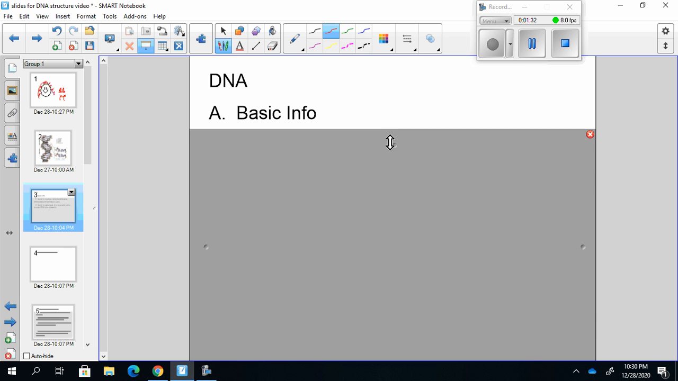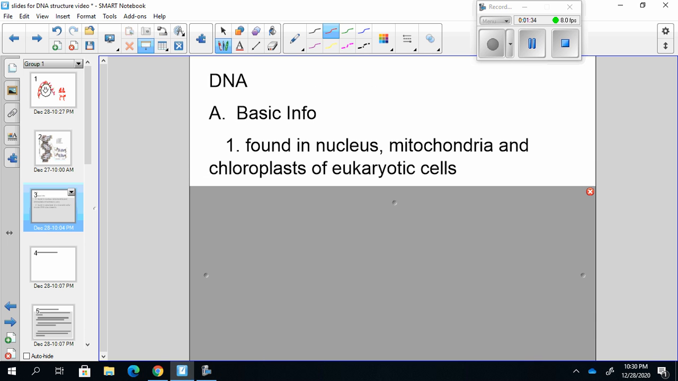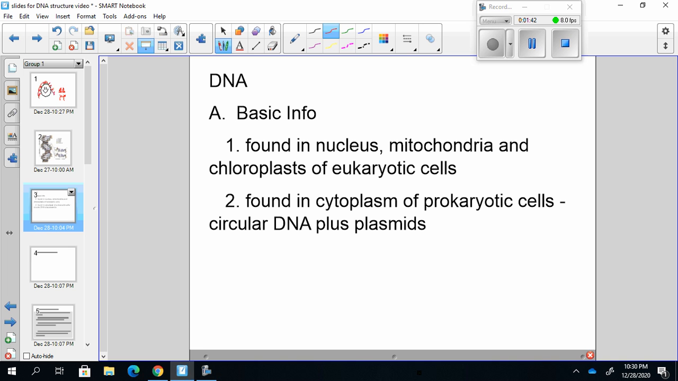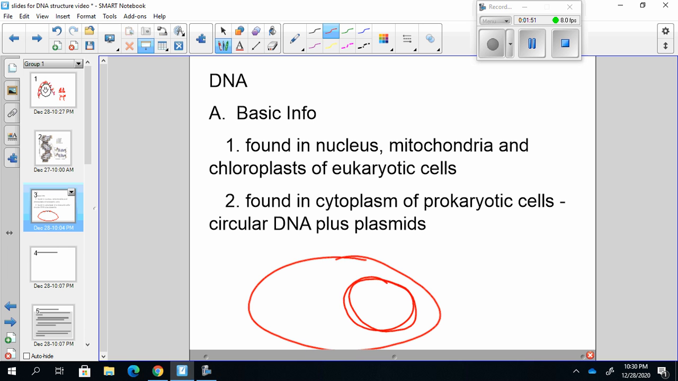So first off, some basic info. So where do you find DNA? In a eukaryotic cell like our cells, you find it in the nucleus, mitochondria, and chloroplast. But in a bacterial cell, if this is bacteria, they don't have a nucleus. So in a prokaryotic cell, DNA is usually circular.